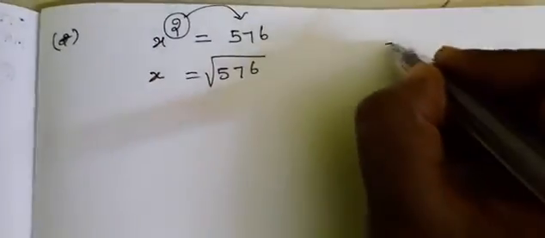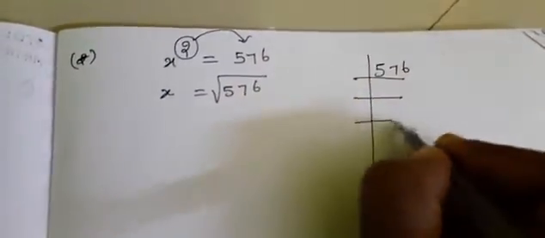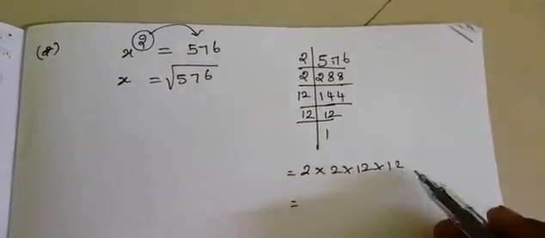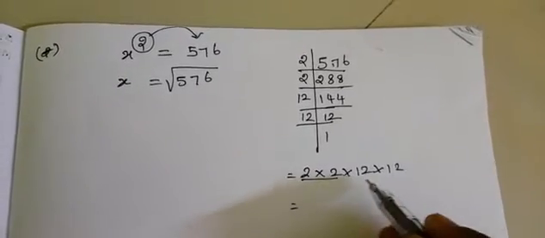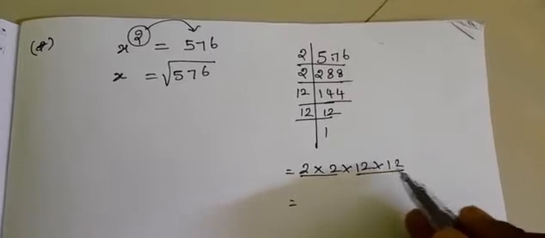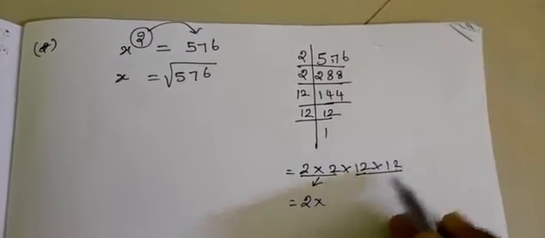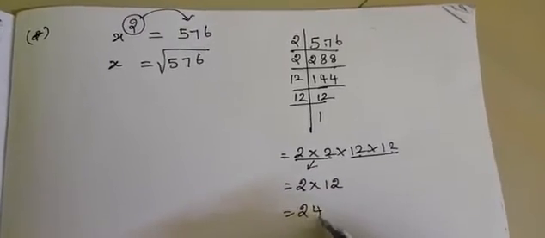So for the 576, we have to find the prime factorization. These are the products we obtained from this. So this is one pair, 2 into 2 is one pair. And the second pair is 12 into 12. From the first pair, we can take a 2. From the second pair, we can take 12. So 2 12s are 24.